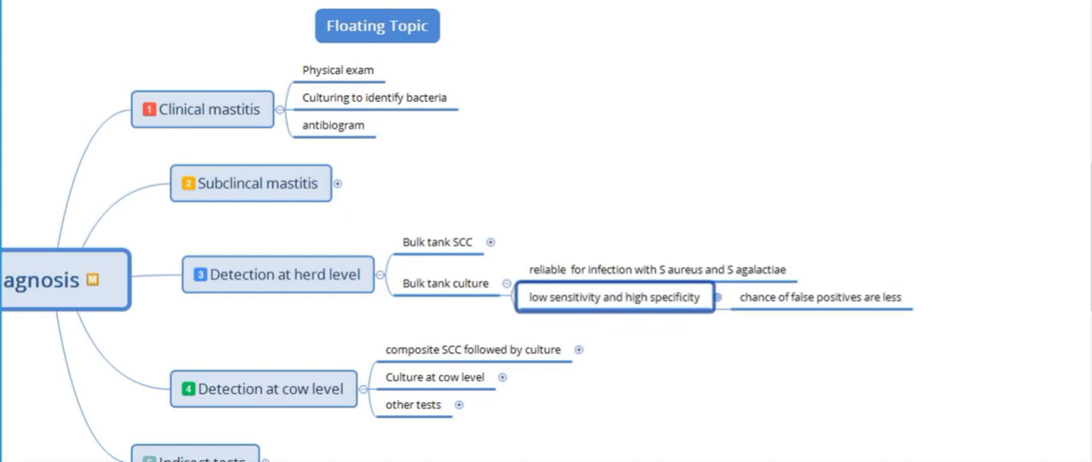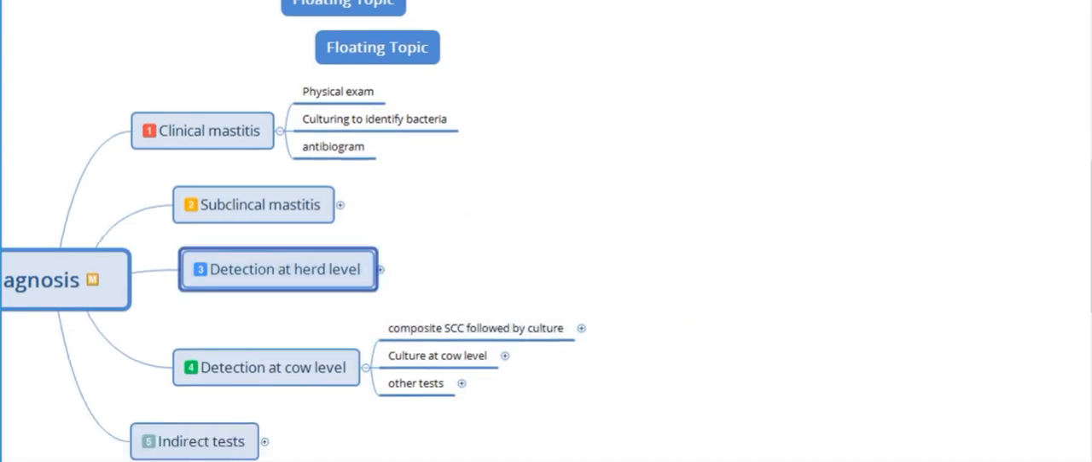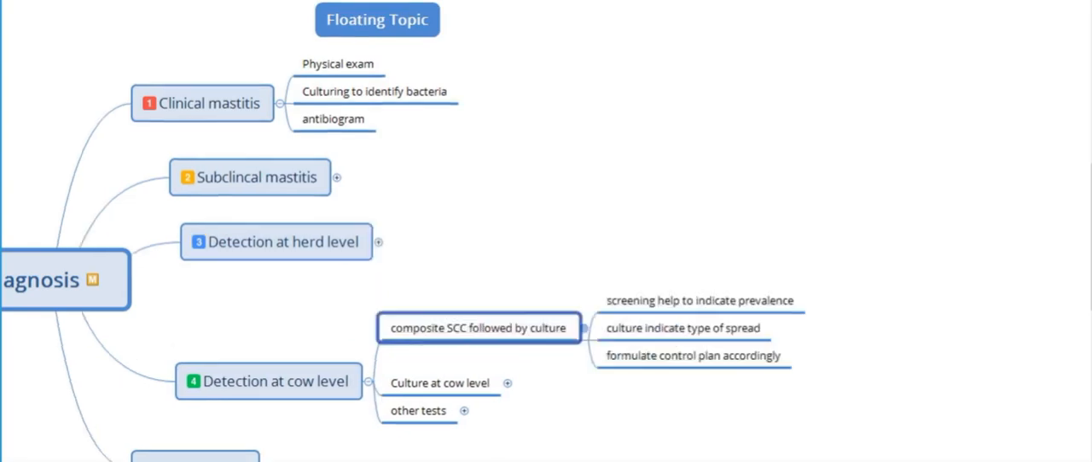Now, how can you detect mastitis at a cow level? So cow level mastitis can be detected based on a composite somatic cell count. That is, you pool the milk from all the 4 quarters and do the somatic cell count, and if the cell count is high, you can go for culture and sensitivity. So such types of screening will help indicate the prevalence of subclinical mastitis. Then the culture will give an idea regarding how the cows are getting this subclinical mastitis.